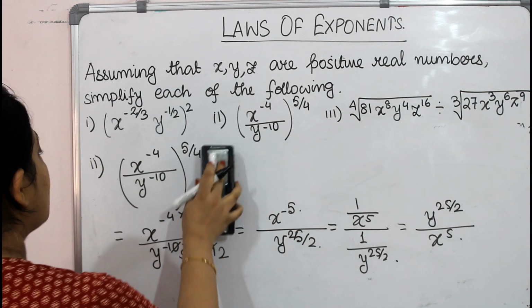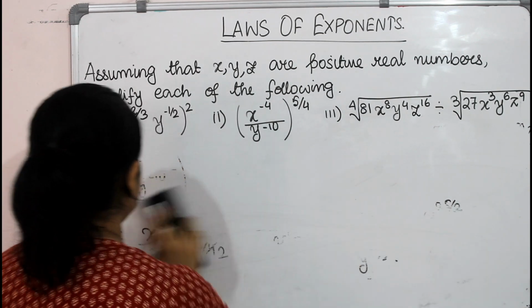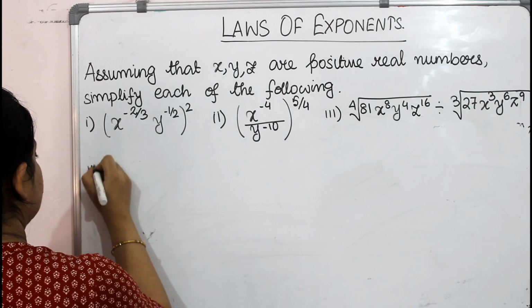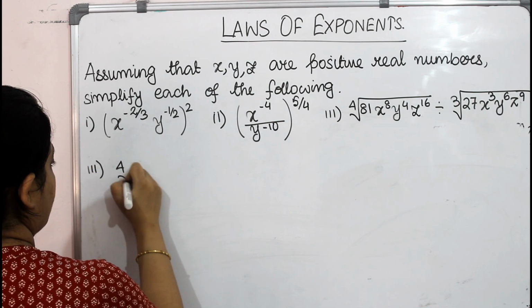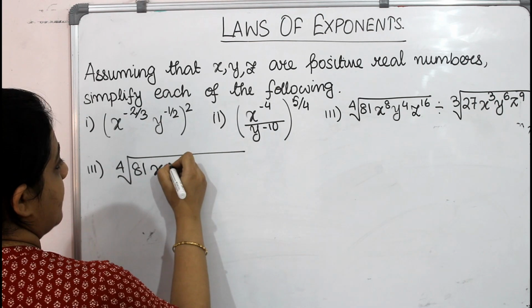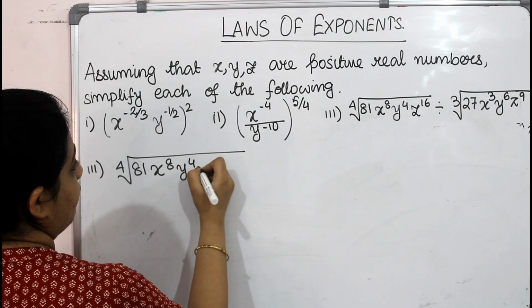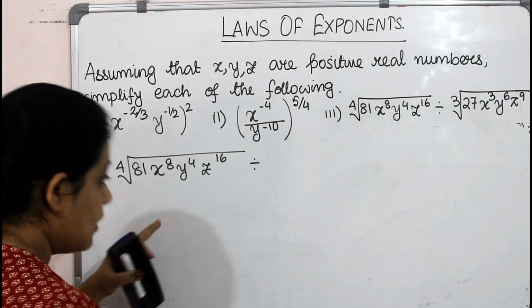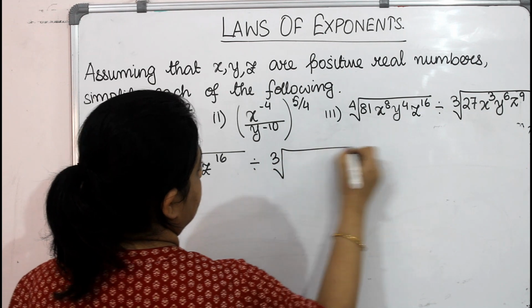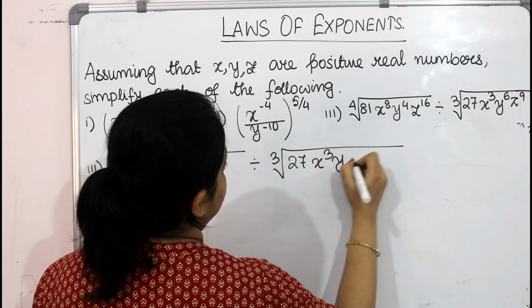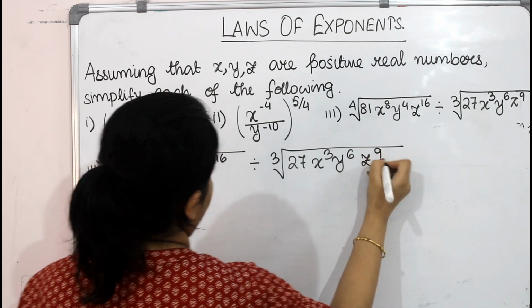So the third numerical is the fourth root of 81 x to the power of 8, y to the power of 4, z to the power of 16, divided by the cube root of 27 x to the power of 3, y to the power of 6, z to the power of 9.